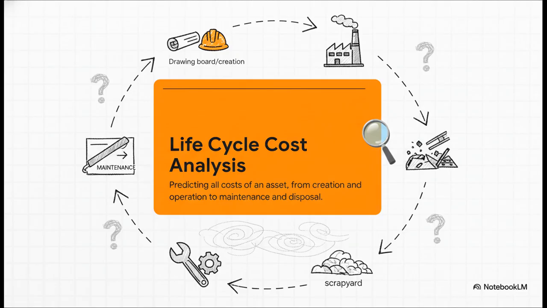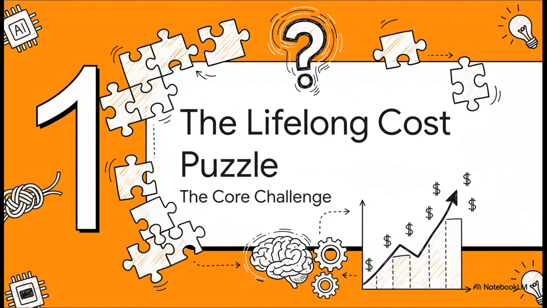So, the official term for trying to figure all this out is life cycle cost analysis, or LCCA for short. Basically, it's the entire economic story of an asset all the way from the drawing board to the scrapyard. And for decades, honestly, it's been a field absolutely plagued by uncertainty. All right, so let's dig into that. Why has this been such a ridiculously difficult puzzle to solve for so long?